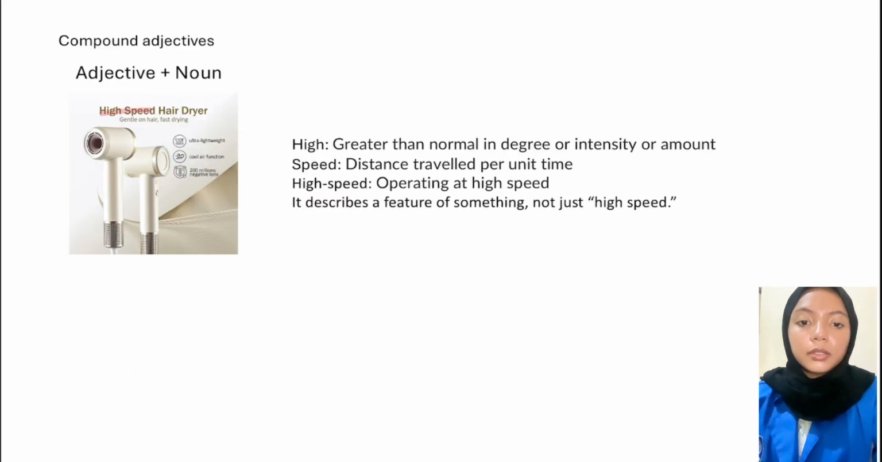And next, I have high-speed, adjective plus noun. High is greater than normal in degree or intensity or amount. Speed is distance traveled per unit of time. High-speed, operating at high speed. It describes a feature of something, not just high speed.